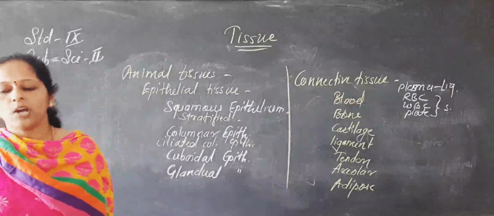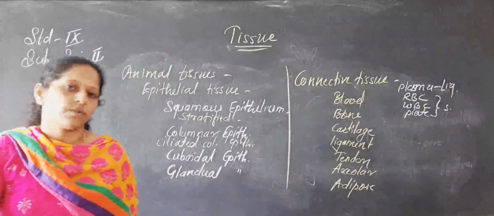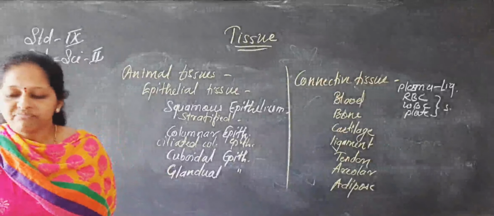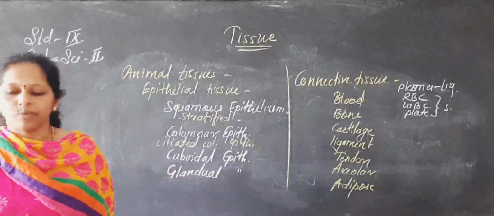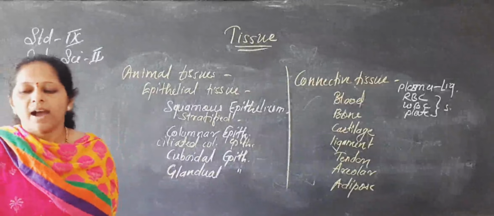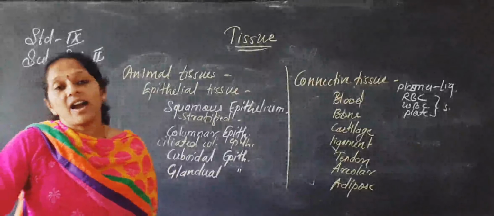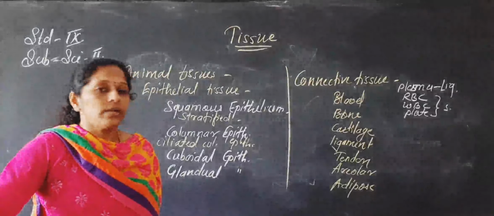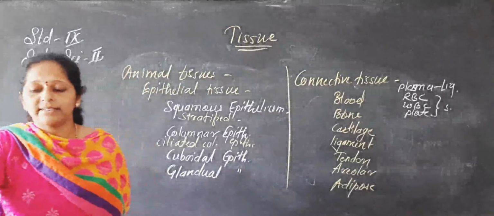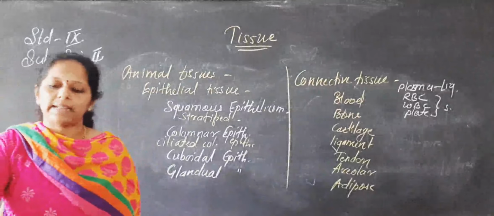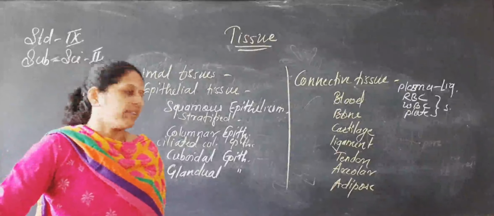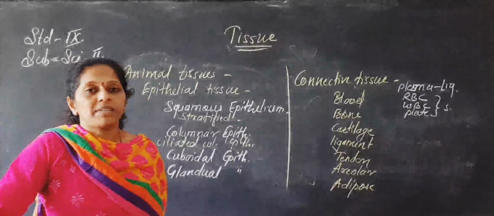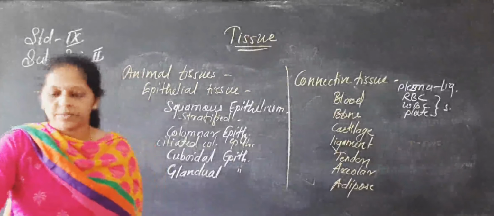It is a strong and non-flexible tissue. Bone is very strong and non-flexible. The bone cells are embedded in a hard matrix. Blood matrix is a liquid or fluid matrix, but the bone matrix is a hard matrix, which is composed of calcium and phosphorus compounds.